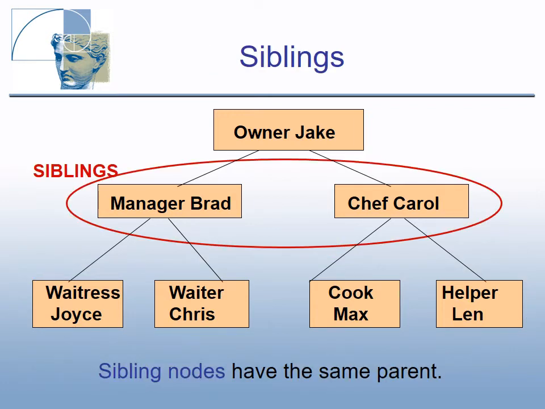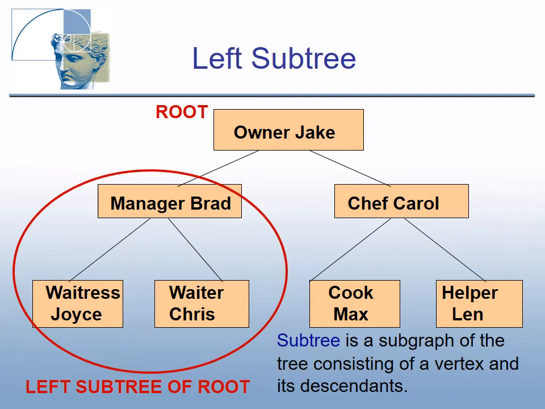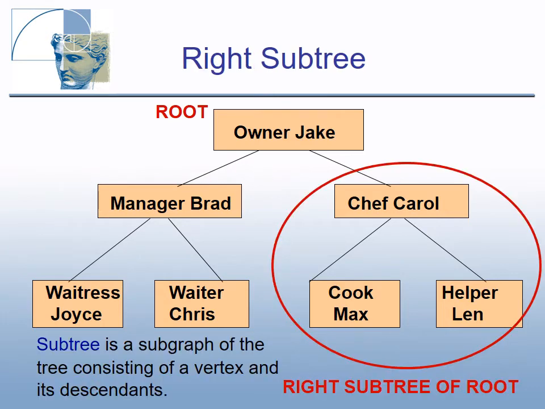These are sibling nodes. They have the same parent. These are sibling nodes too. As already said, a subtree is a subgraph of the tree consisting of a vertex and its descendants. The left subtree is highlighted on this slide. The right subtree is highlighted on this slide.